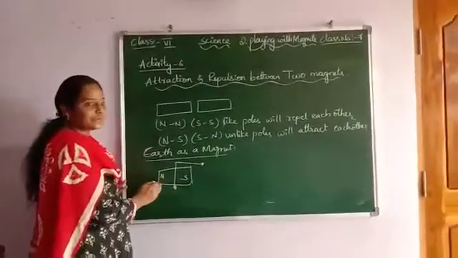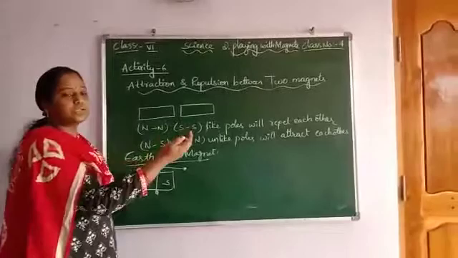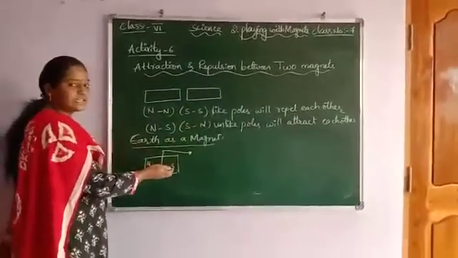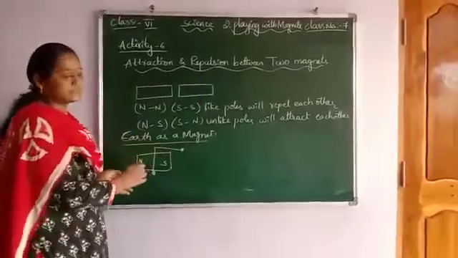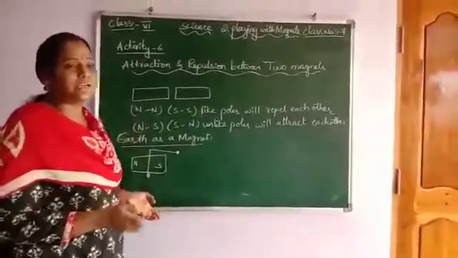So which direction will be north? It is going to show that direction. And which side will be south? The suspended bar magnet will settle in that direction, as shown in the textbook. So after suspending like this, what happens? It is going to be attracted by the Earth.